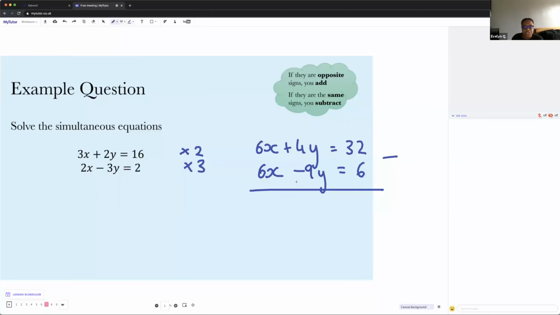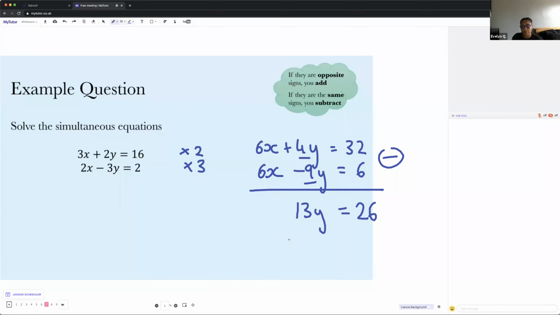Now 6x minus 6x is 0. 4y minus 9y, because I've got two negatives there, that turns into a plus. So it's going to be 4y plus 9y, which is 13y. Because remember, it's 4y minus minus 9y. And then I've got my 32 minus 6, which is 26.